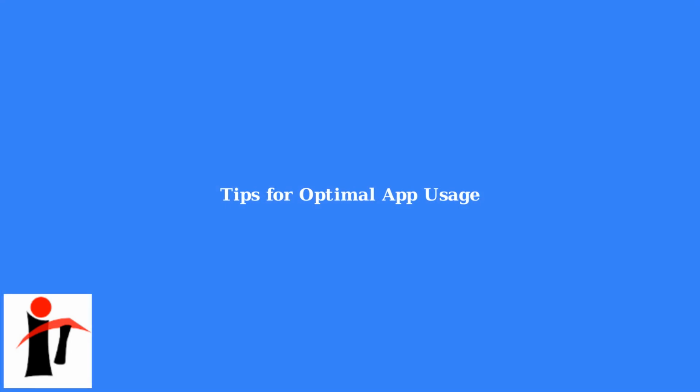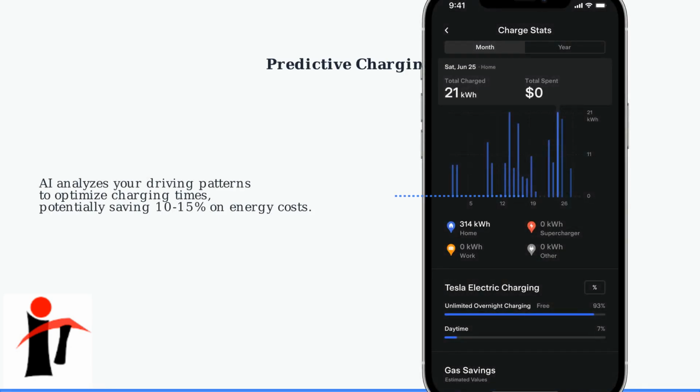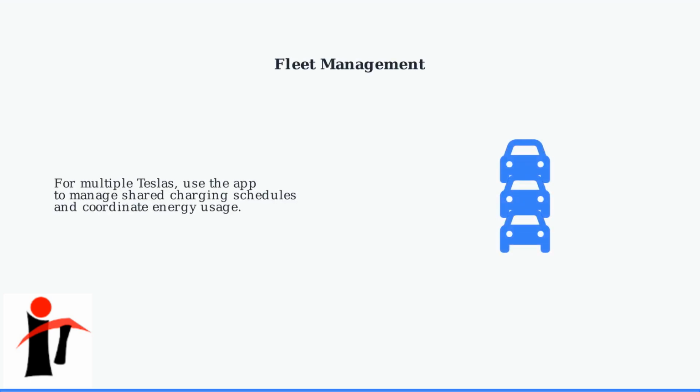Take advantage of predictive charging, which uses AI to analyze your driving patterns and optimize charging times. This can save you 10 to 15% on energy costs by scheduling charges during off-peak hours. If you have multiple Teslas, use the app's fleet management features for shared charging schedules. This helps coordinate energy usage across all your vehicles efficiently.